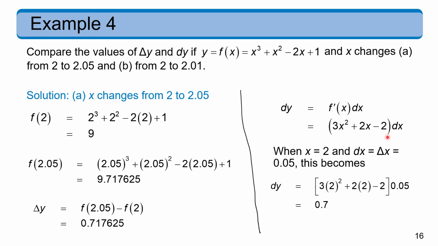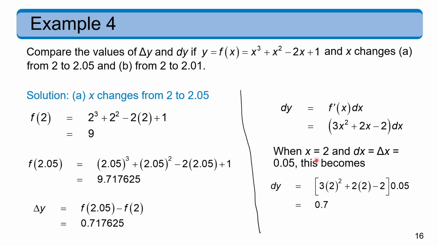Now we need to plug in the specific information. So we're starting at x value 2. So we're going to let x equal 2. And then we're moving to the right by 0.05. So the delta x is 0.05. And remember, delta x and dx are the same. So dx is also 0.05.